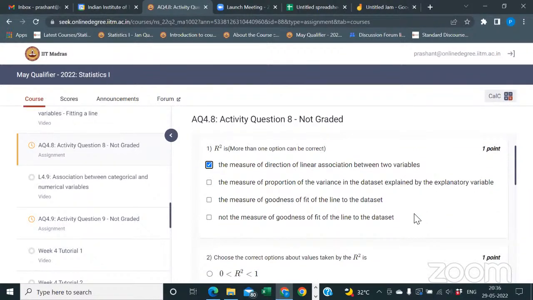This is R square. It tells you the proportion of the variance in your data set that is explained by the explanatory variable. The explanatory variable means your x-axis variable, and the y-axis variable is called the response variable. So R square tells you how much proportion of the variance there is in your data set. Suppose 80% variability is there in your data set.